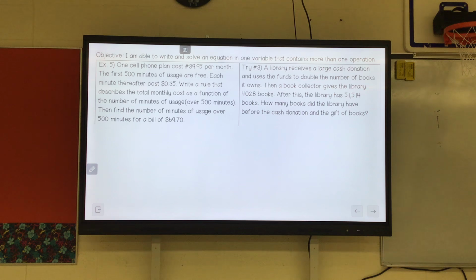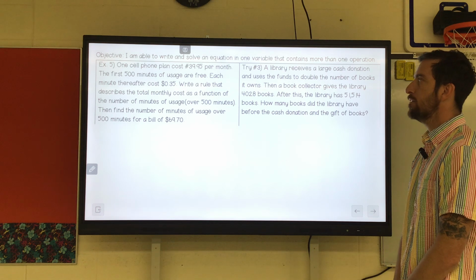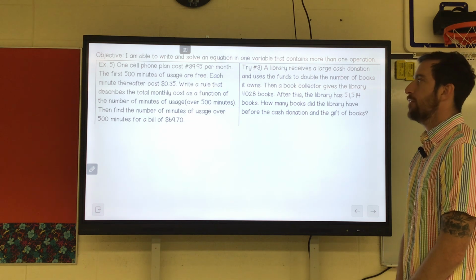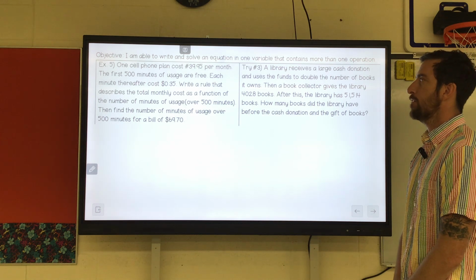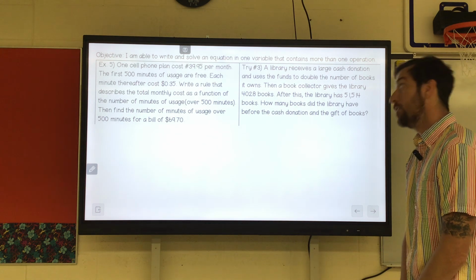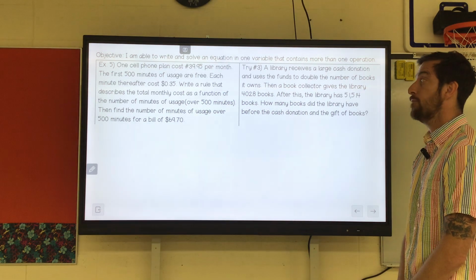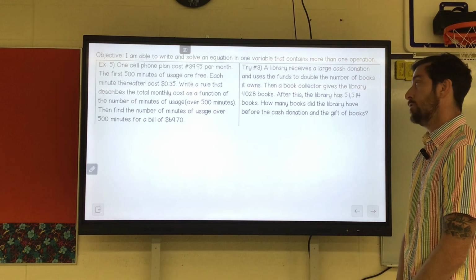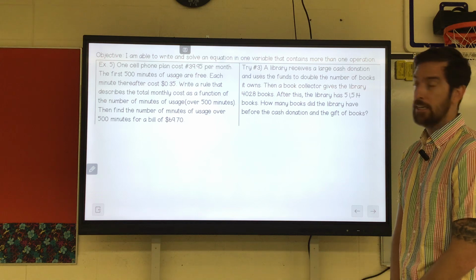All right, now we got some word problems. Fun. One cell phone plan costs $39.95 per month. The first 500 minutes of usage are free. Wow, that's nice. Each minute thereafter costs 35 cents. Write a rule that describes the total monthly cost as a function of the number of minutes of usage over 500 minutes. Then find the number of minutes of usage over 500 minutes for a bill of $69.70.